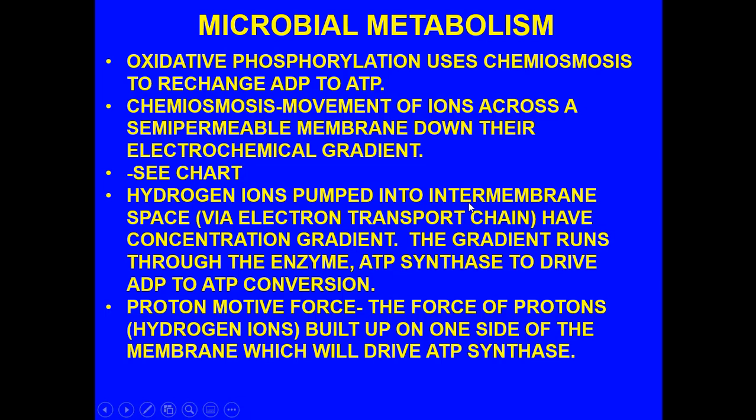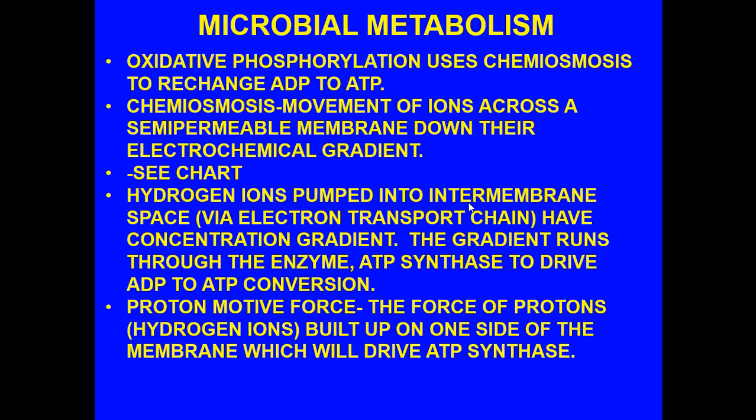Now, as I mentioned before, basically oxidative phosphorylation uses chemiosmosis to recharge ADP to ATP. Chemiosmosis is the movement of ions across a semi-permeable membrane down their electrochemical gradient. And you can see the chart in a bit. The hydrogen ions are pumped into this intermembrane space via the electron transport chain. And they have this concentration gradient. A lot on one side, very little on the other. The gradient will run through the enzyme, the ATP synthase, to drive ADP to ATP conversion.